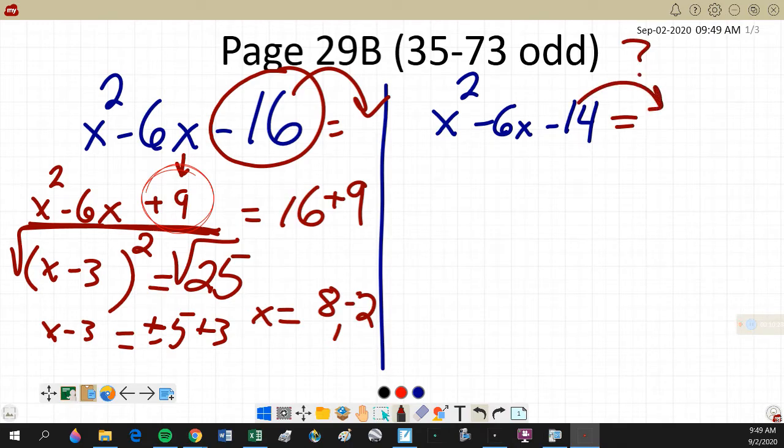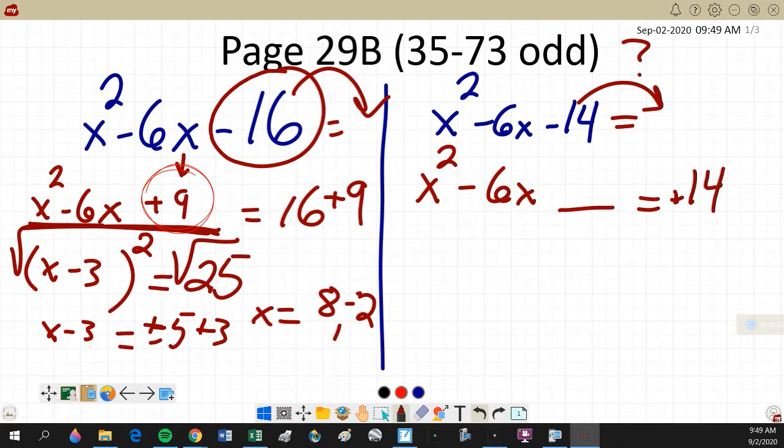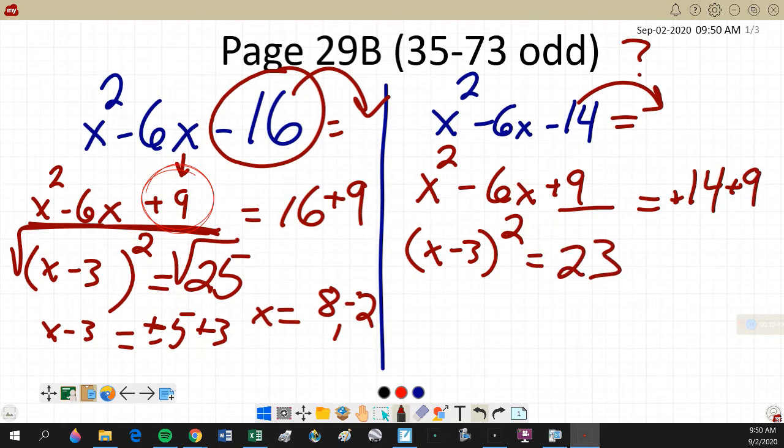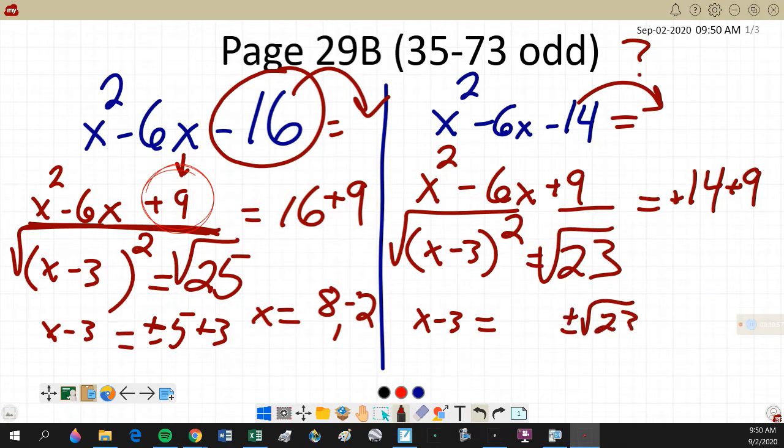I'm going to move the 14 to the other side. Okay, so half of that will be negative 3. And then I square it. Oh, that's not going to be very nice. Whatever. We follow? Now I take the square root, and I get x minus 3 equals plus or minus the square root of 23. Does the square root of 23 simplify? No, it's prime.